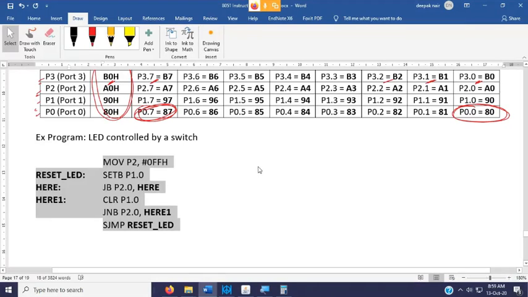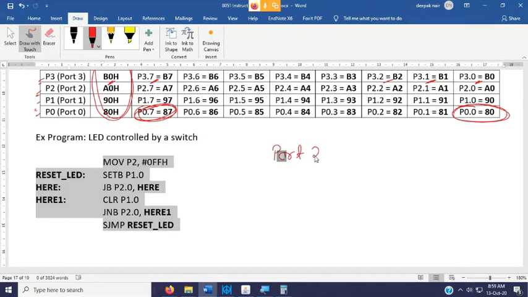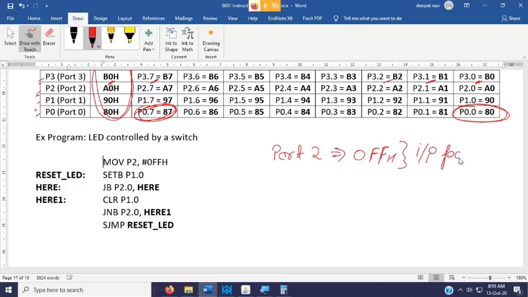Why are we loading port 2 with 0FF or FFH? To make it an input port. So now this becomes an input port. So port 2 is going to act as an input port. Okay, and of course we are using port 1 also. So definitely port 1.0 is working as an output port.